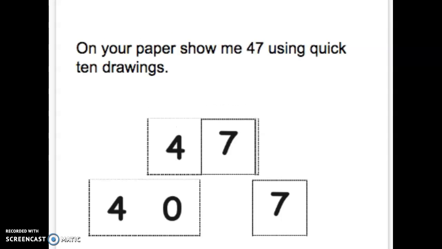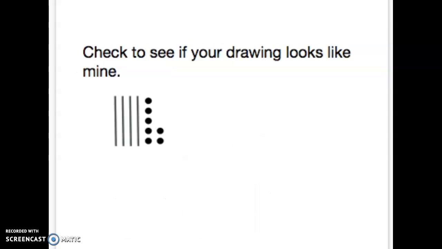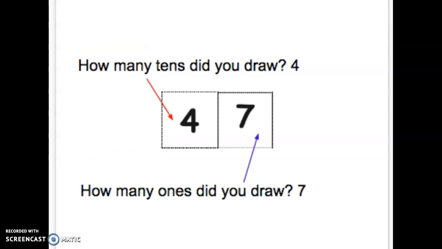On your paper, show me 47 using quick 10 drawings. Check to see if your drawing looks like mine. Here I have 4 tens: 10, 20, 30, 40, and then I have 7 ones. Notice how I kept them in that 5 group. 5, 6, 7. 4 tens, 7 ones. So you should have drawn 4 tens and 7 ones to make the number 47.